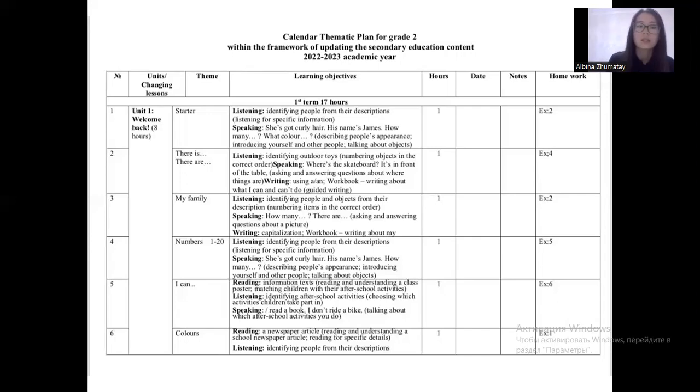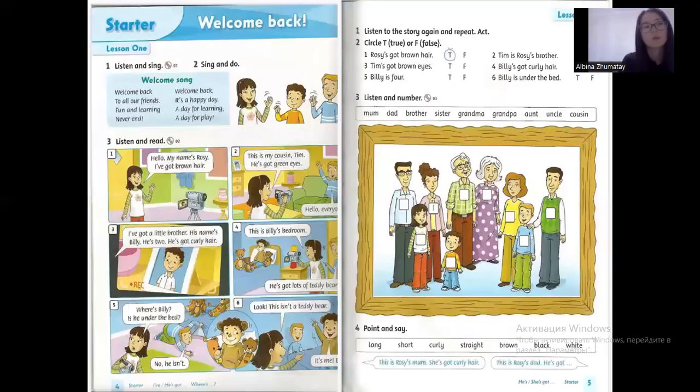So let's see, for example, these tasks, because they are from the book. As you know, our book at the secondary school is called Smiles. As I presented in the curriculum, it's the starter, the first theme, the unit called Welcome Back. Here you can see tasks 1, 2, 3, and here 1, 2, 3, 4. I mentioned listening before, on the previous slide: listening and sing, and sing and do.